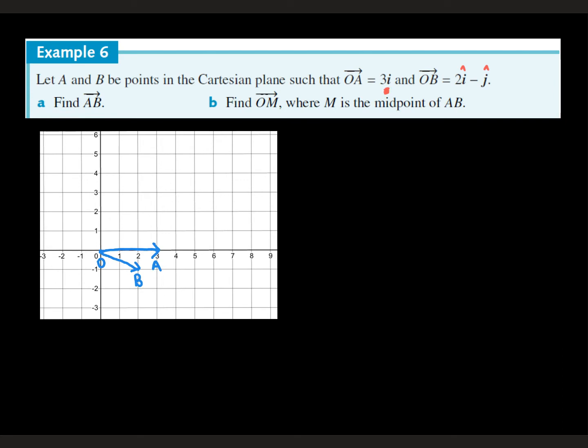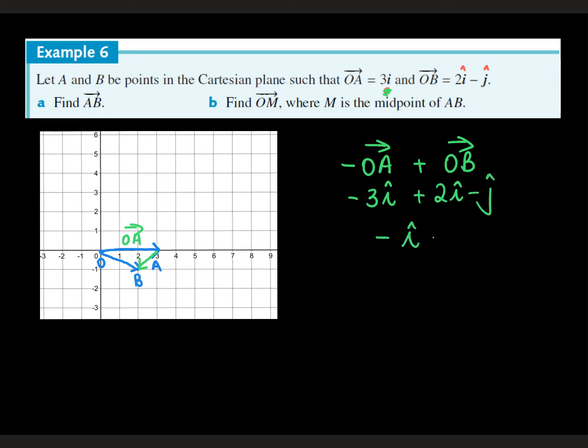Well, if I want to go from A to B, how am I going to get there? I'm going to have to go backwards. So this one here is OA. I'm going to have to go backwards on OA, so that's going to be negative OA, and then I'm going to go forwards on OB, plus OB, like that. So what is that going to be? Well, OA is 3i, negative OA is going to be negative 3i, and then plus OB, so that's going to be negative i minus j. And let's see if that's right. So that would mean 1 step to the left and 1 step down, which is exactly what we've got.